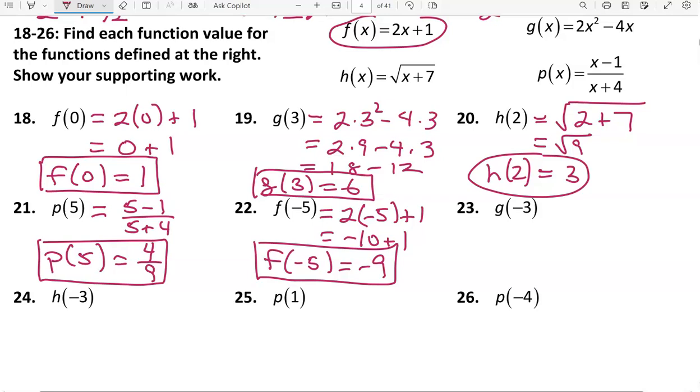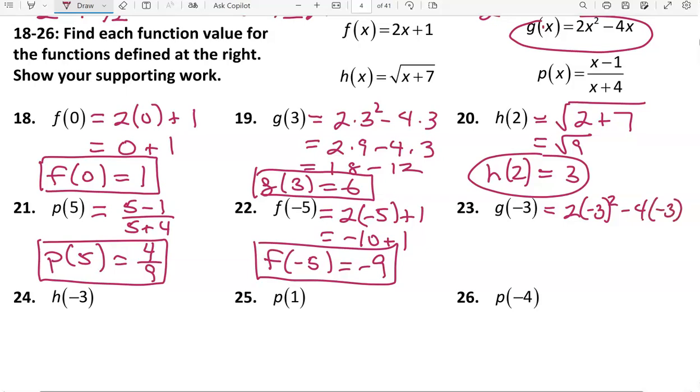For number 23, we're working with the function g. g of x is 2x squared minus 4x, so g of negative 3 is 2 times negative 3 squared minus 4 times negative 3. We need to take care of our exponent first, and then our multiplications. That will give us 18 plus 12, which is equal to 30.